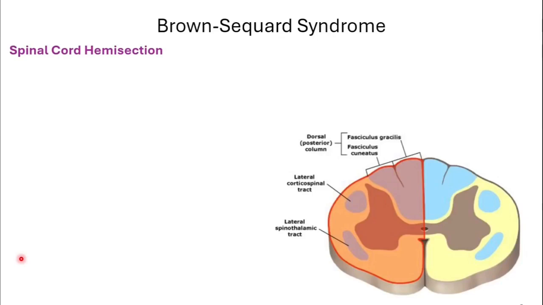Brown-Sequard syndrome is caused by damage to one half of the spinal cord, or a hemisection of the spinal cord. It can occur due to a tumor compressing on one side of the spinal cord or due to trauma, such as a penetrating knife or a gunshot.